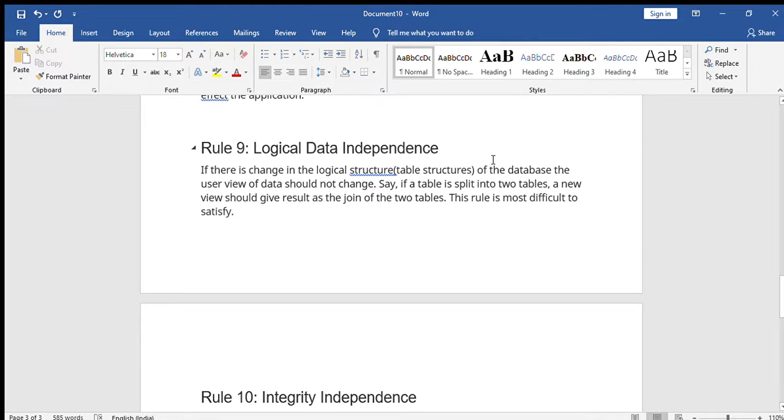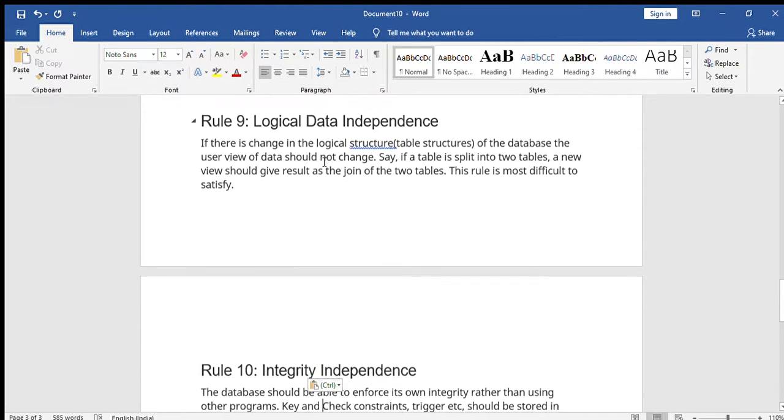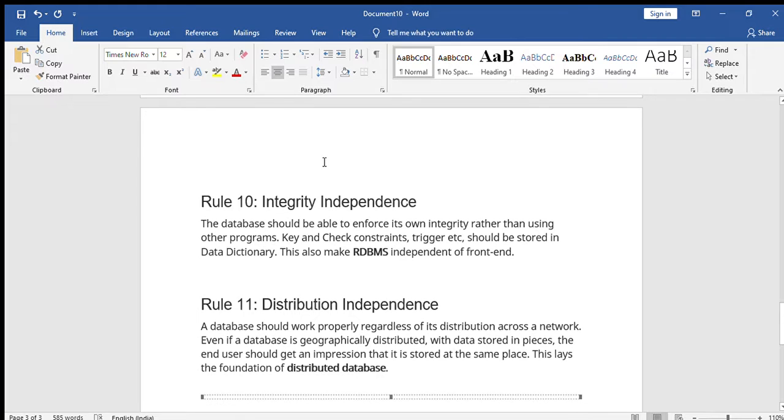So that is called as what? Logical data independence. And what is the 10th rule? Integrity independence. What are the integrity rules? Integrity rules are nothing but check, constraint, null, not null, unique, these types of triggers. So these types of integrity constraints need to work on the RDBMS or database, right?